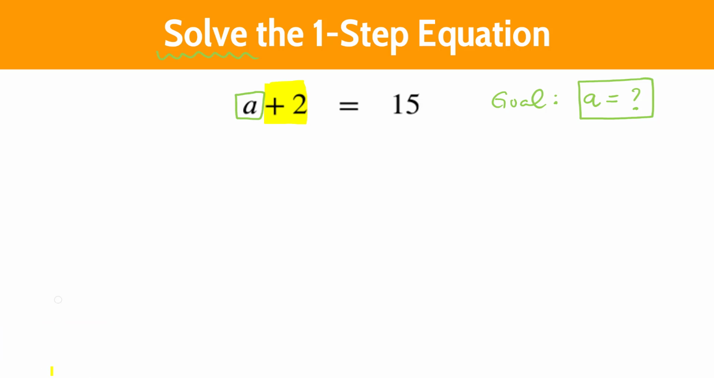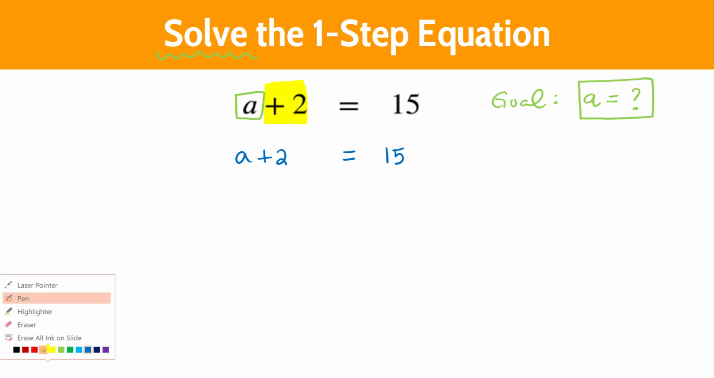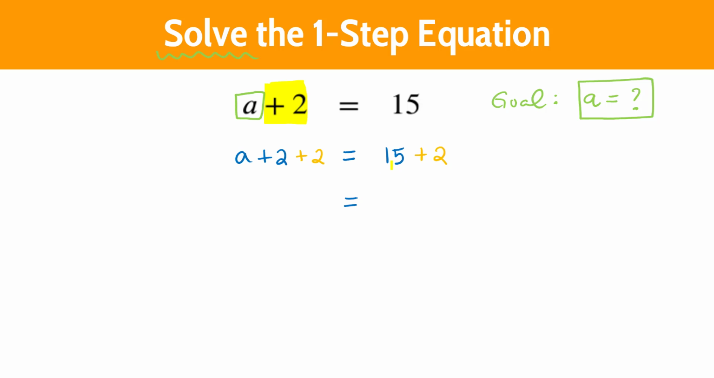If I started off with a plus 2 is equivalent to 15, that's our original statement. Let's say that I want to add 2 to the left and to the right-hand side. Has this helped me? Simplifying, on the right-hand side, 15 plus 2 is 17. On the left-hand side, 2 plus 2 is 4. So that gets me a plus 4 is equal to 17. Am I any closer to having a by itself, having it isolated?